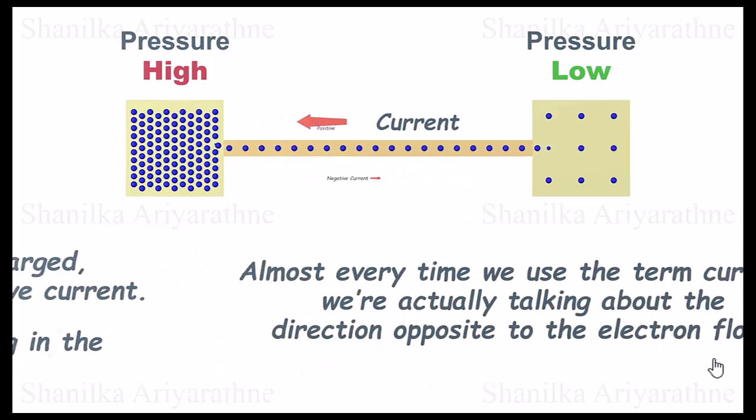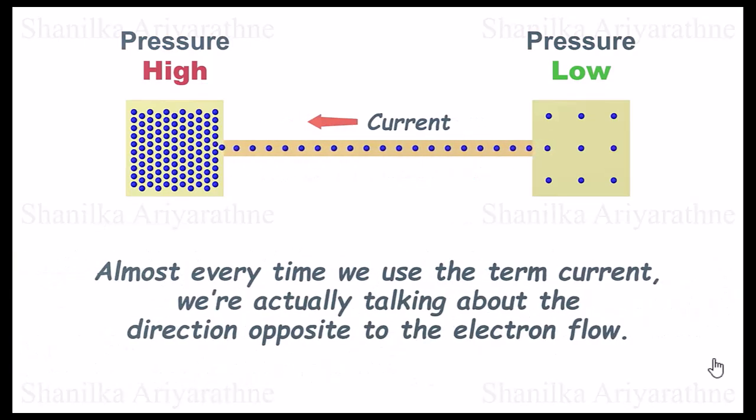In fact, almost every time we use the term current, we're actually talking about the direction opposite to the electron flow. It might seem a bit confusing, but that's just how we roll in the world of electronics. This convention helps us keep things simple when designing and discussing circuits. So when you hear current, just remember it's the positive perspective on the flow of those tiny negative electrons.